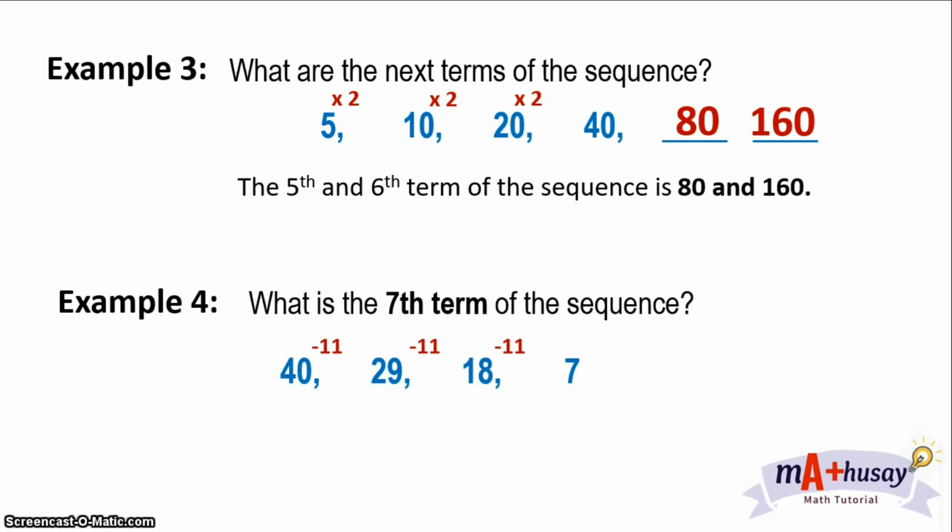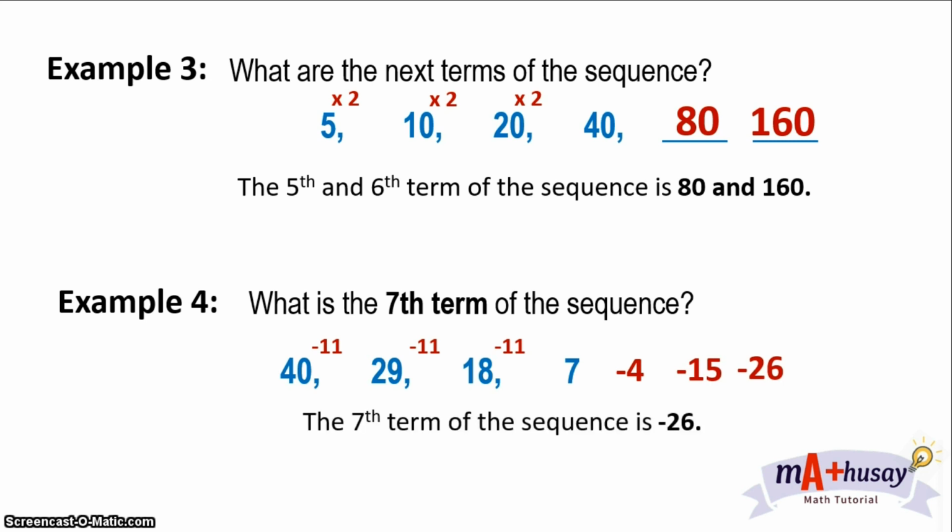And then, since there are only 4 terms in the sequence and we want to get the 7th term, we continue the sequence by adding negative 11. So, 7 minus 11, you get negative 4 as your 5th term. Negative 4 minus 11, you get negative 15. And then, negative 15 minus 11, you get negative 26. Therefore, the 7th term of the sequence 40, 29, 18, 7 is negative 26.